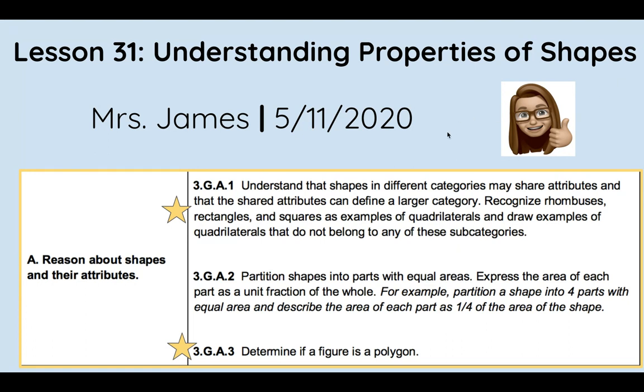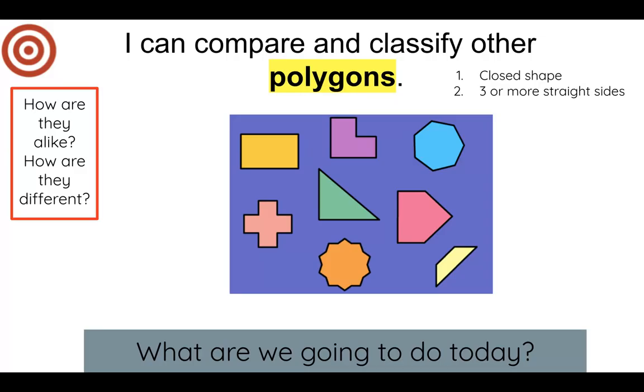So, here are the two objectives that specifically we're going to be looking at today. We are going to be understanding shapes in different categories. And then this standard down here, we'll be determining if figures are polygons and what makes specific types of polygons with different attributes. Here is our objective for today. I can compare and classify polygons. Remember, the definition of a polygon is a closed shape that has three or more straight sides.